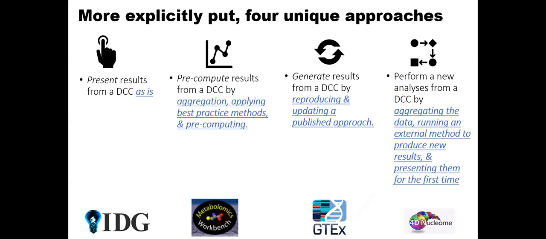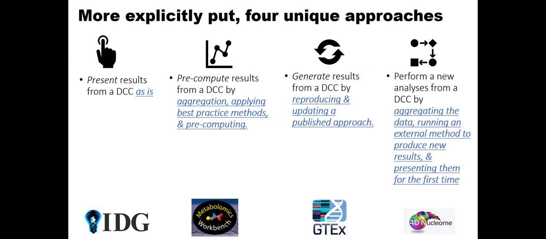One is we want to present results as generated by a specific DCC. They've done the analysis, they've done the results. It's very simple. We want to make that accessible rather than having you go to that specific DCC. We also, in the case of the Metabolomics Workbench, as you heard today, a lot of the stuff you can do in Metabolomics Workbench, but you need to know what you're doing, right?